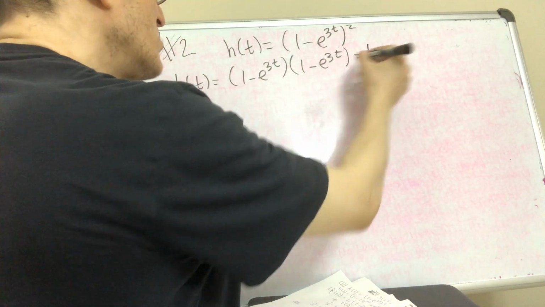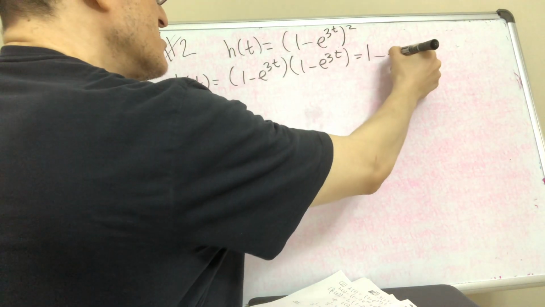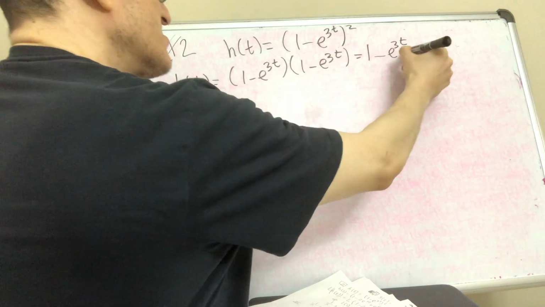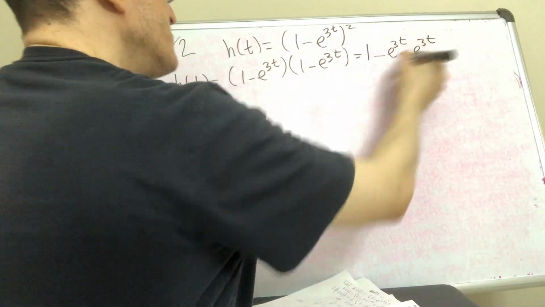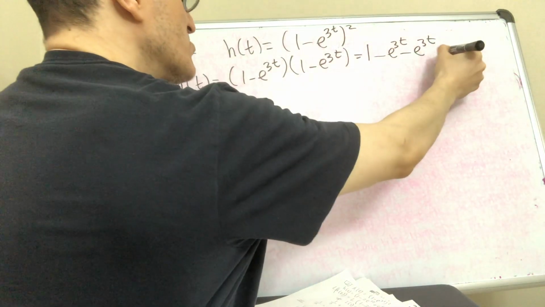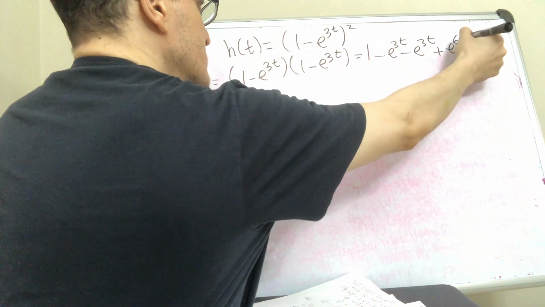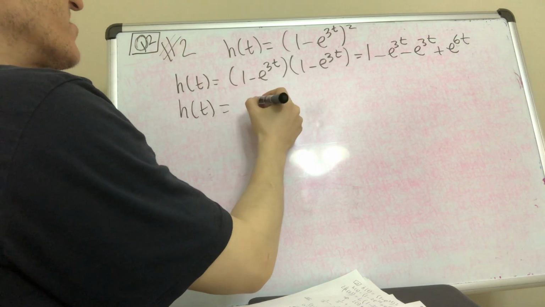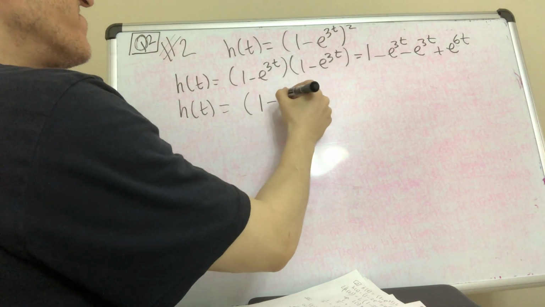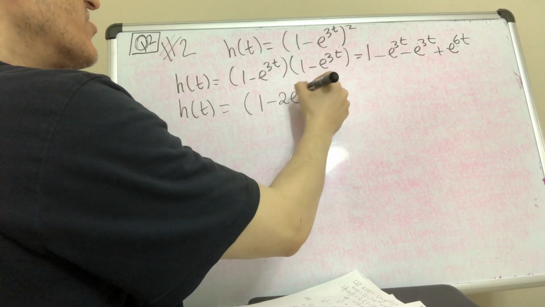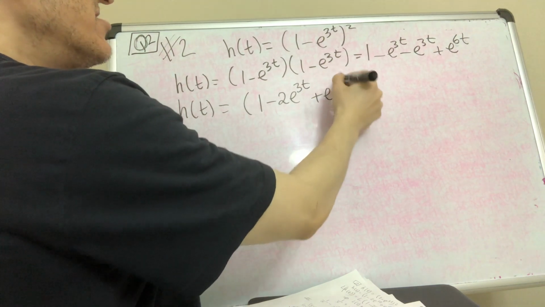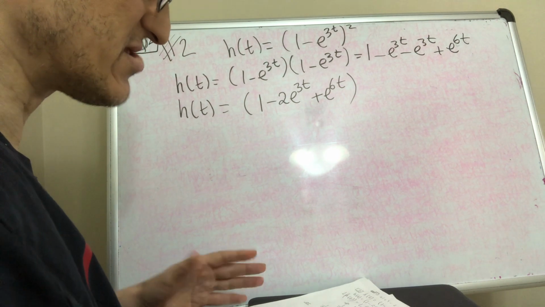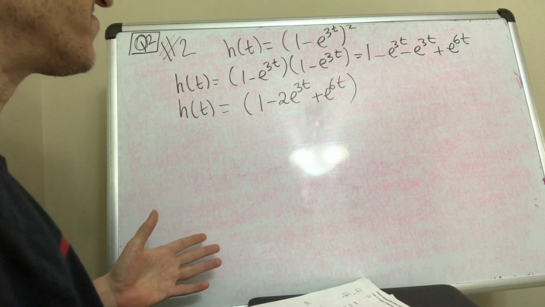1 times 1 is 1. 1 times this is negative e^(3t). This times this is negative e^(3t). And this times this will be plus e^(6t). That will be 1, minus 2e^(3t), plus e^(6t). So this is the result of expanding this.